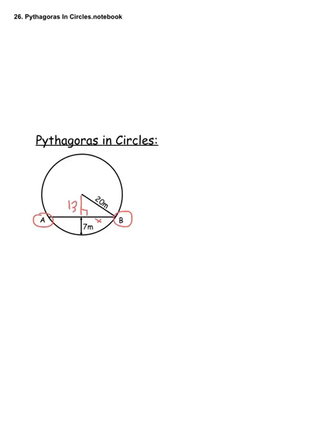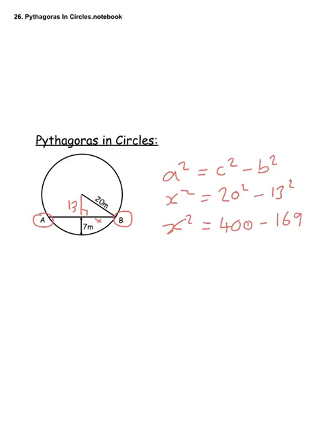Pythagoras' theorem, for a smaller side, we're going to use a squared is equal to c squared minus b squared. We are going to substitute in our x squared there. Our c squared is 20 squared, and our 13 squared is our b squared. 20 squared, 20 times 20, is 400. 13 squared, 13 times 13, is 169.